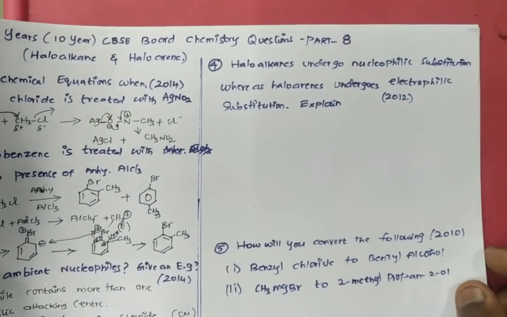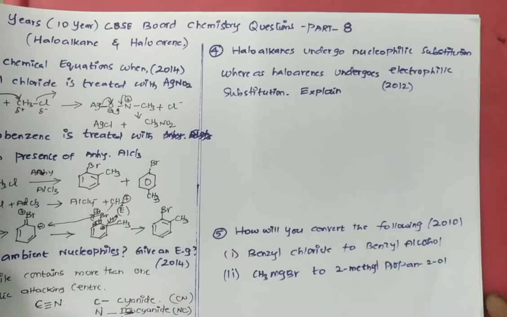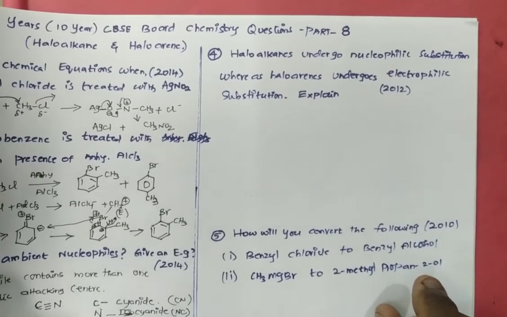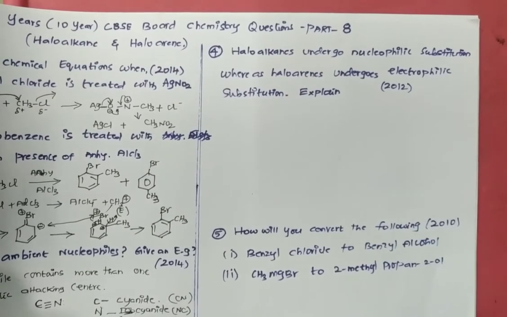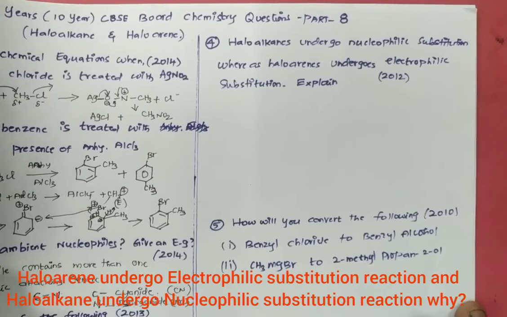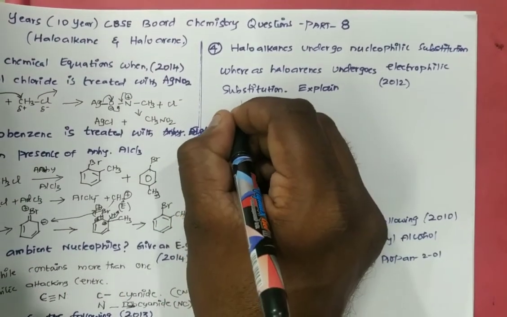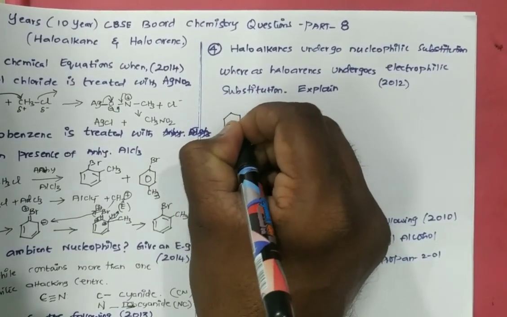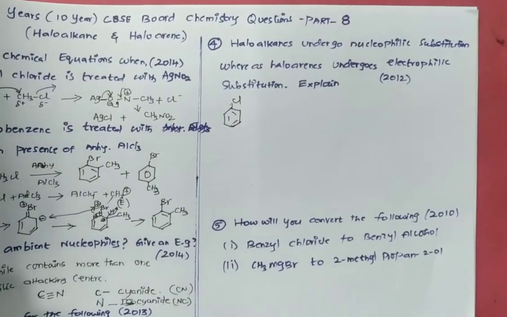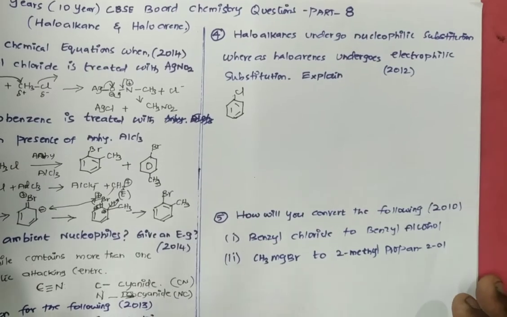Next question: haloalkanes undergo nucleophilic substitution reaction, whereas haloarenes undergo electrophilic substitution reaction. Explain. This was asked in the year 2012. First of all, we have to find out the difference between haloalkane and haloarene. Suppose I take a haloarene as an example, say chlorobenzene.